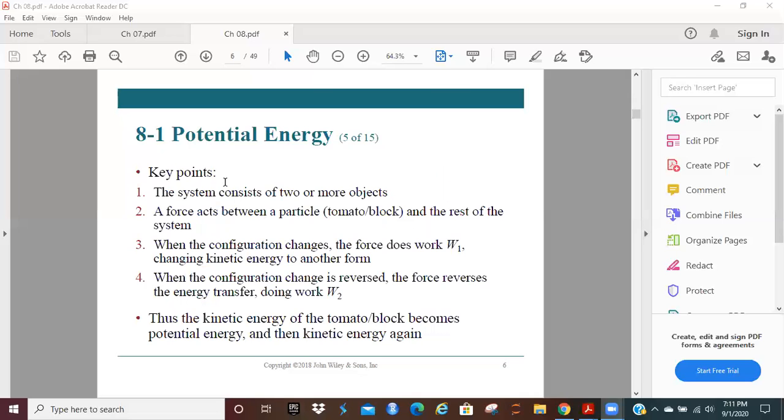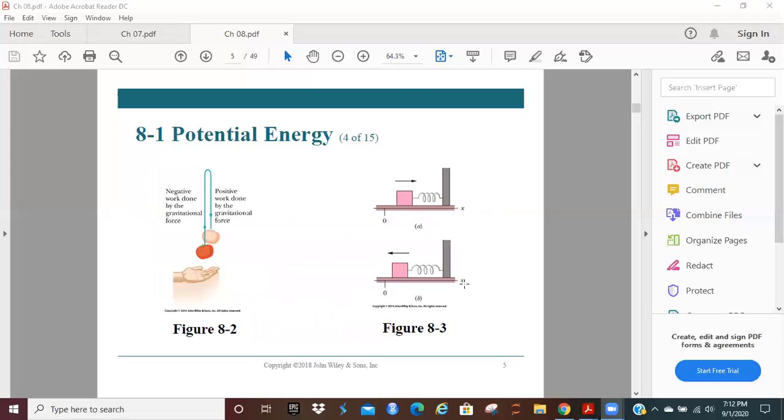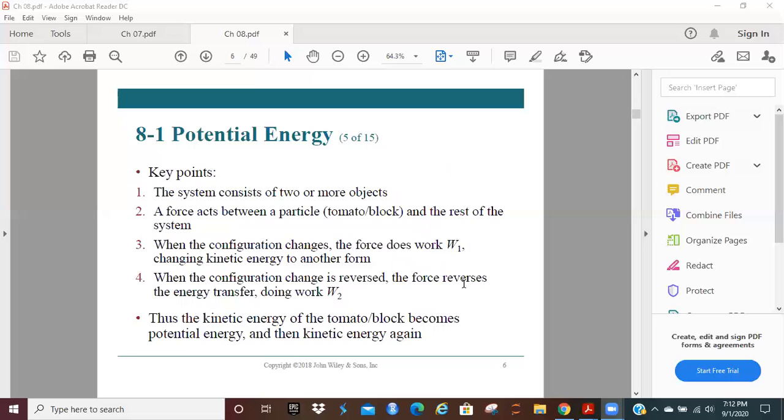The key points: the system consists of two or more objects. A force acts between a particle and the rest of the system. When the configuration changes, the force does work, changing kinetic energy into another form. When the configuration change is reversed, the force reverses the energy transfer, doing work 2, which I don't know if they ever labeled on here or not. They didn't. So thus the kinetic energy of the tomato or block becomes potential and then becomes kinetic energy again. In other words, it oscillates between kinetic and potential energy.